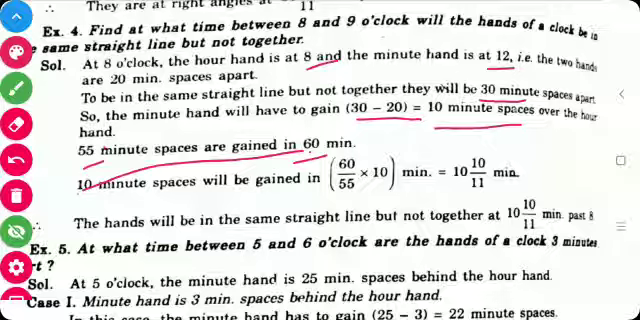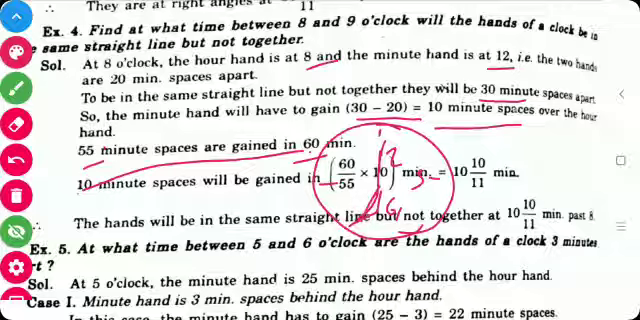As we can imagine also, this is 12, 3, 6. At 8 this is the angle. We can imagine that the hour hand and minute hand are 30-minute spaces apart when the minute hand is at 2 or something ahead of 2. So we can imagine this also.